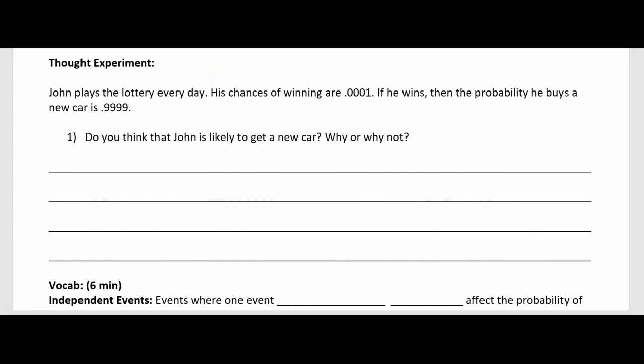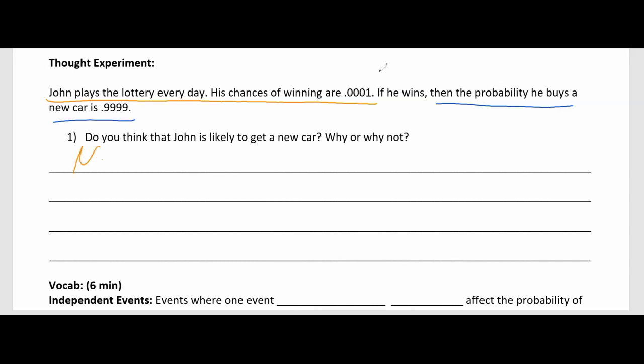Well, if we just looked at the second sentence here, the probability he buys a new car is 0.9999, we would say, yes, it is likely. But that's dependent on whether he wins the lottery, which has a very, very small probability. So the answer here is no. He's very unlikely to get a new car because he would have to win the lottery first. If he wins the lottery, he's basically guaranteed to buy a new car. But the problem is he's not going to win the lottery very often, so it doesn't really matter what the chances of him buying a car are because he's got to get through the lottery first.